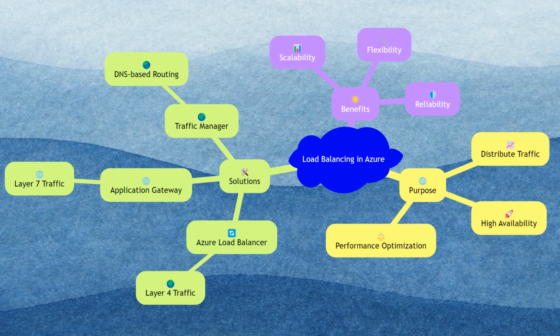Load balancing is a technique used to distribute incoming network traffic across multiple servers or resources to ensure no single server becomes overwhelmed. In Azure, load balancing is crucial for maintaining high availability and performance of applications. Azure offers several load balancing solutions, including Azure Load Balancer, Application Gateway, and Traffic Manager. Each of these services is designed to handle different types of traffic and use cases, providing flexibility and scalability for your applications.